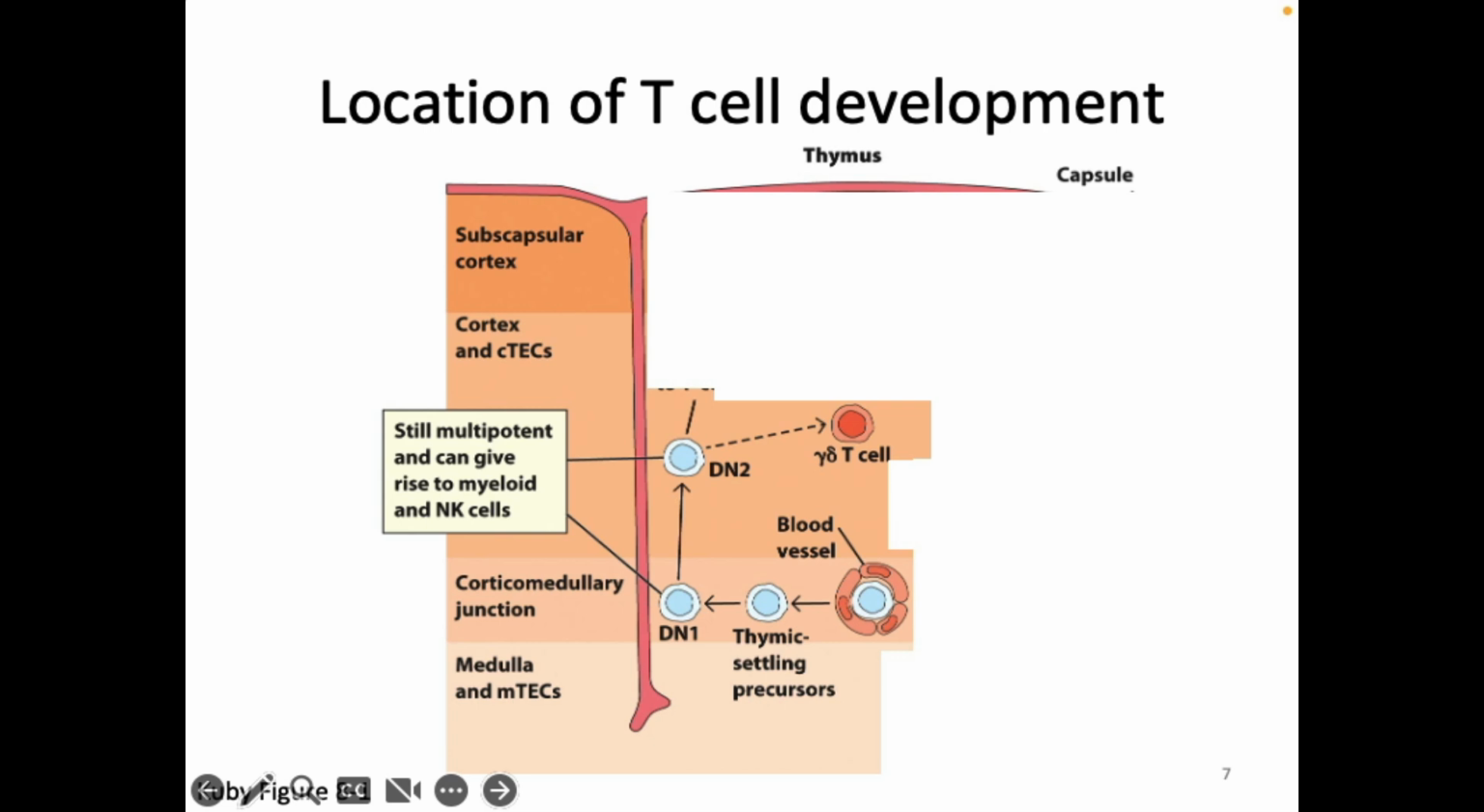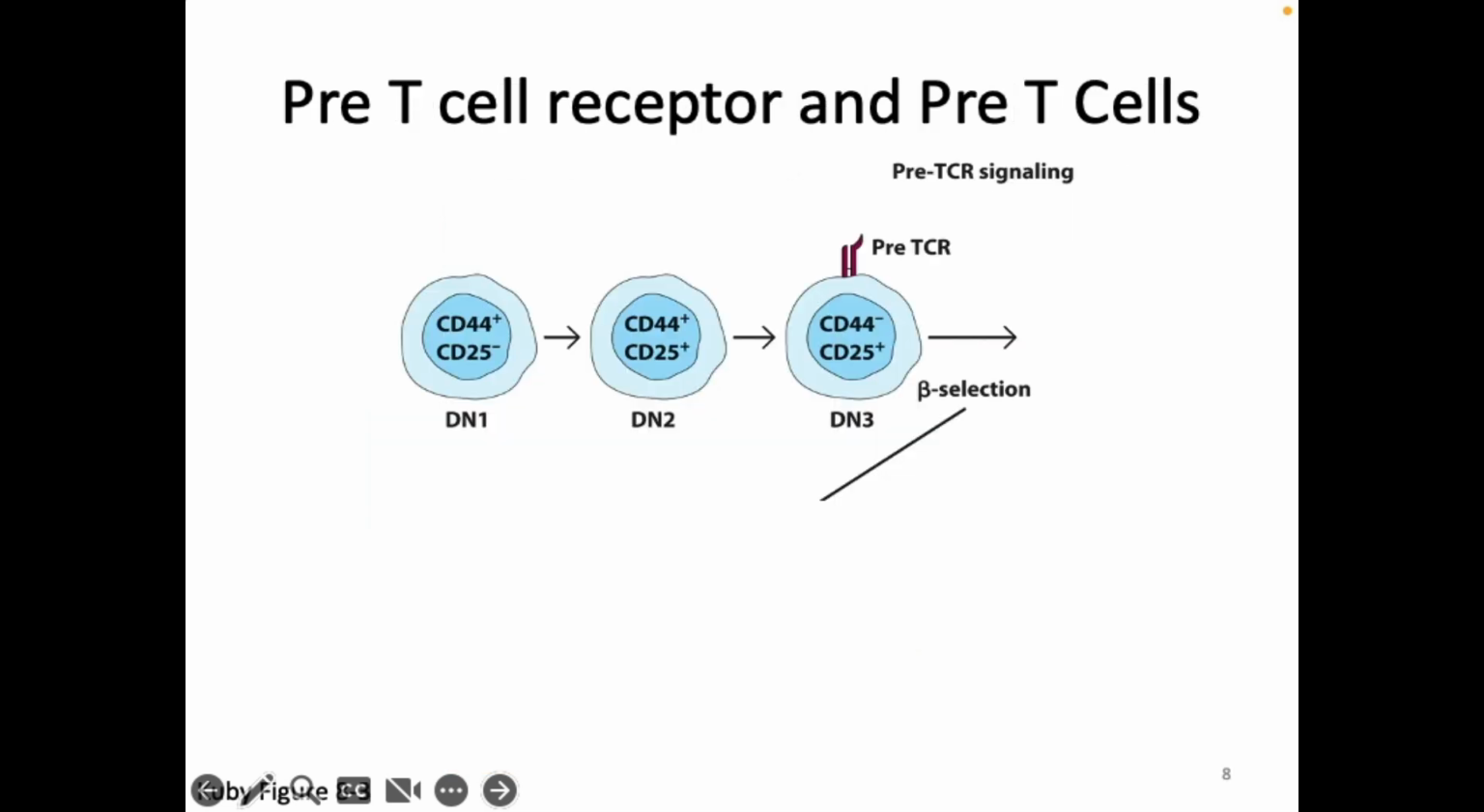Once our cell finishes being a DN2, it will have made a heavy chain. And once it's made a heavy chain, it will want to put that heavy chain on the surface of the cell in order to see if it's a functional protein and if it can get a signal. As a result, it will be a pre-T cell because it's now putting its pre-T cell receptor on the surface, and that cell is now a DN3. So our DN3s are where the cells start being the pre-T cells.